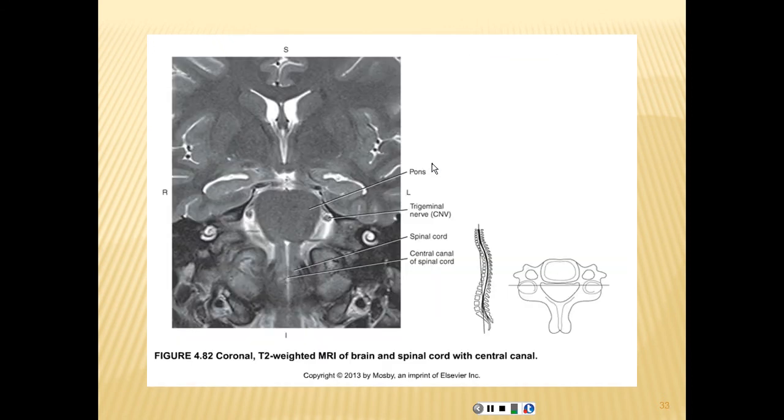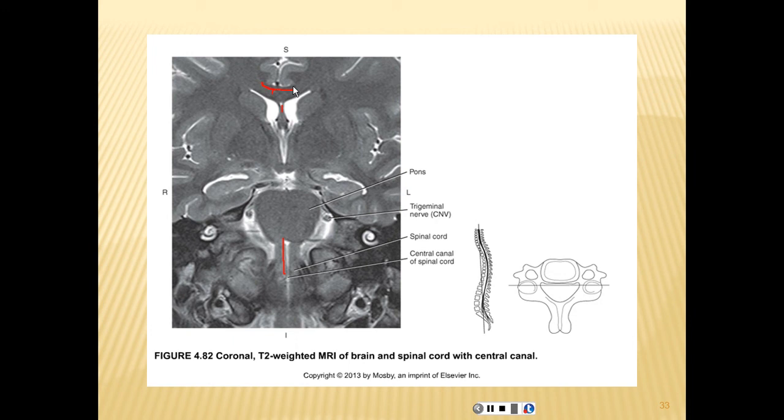It's a good view of the spinal cord continuing to the brain stem. So we have a picture of the central canal of the spinal cord that continues on right into the brain stem, the pons. This is a coronal T2 weighted MRI of the brain and spinal cord with the central canal. Lateral ventricle, lateral ventricle, and the septum pellucidum.